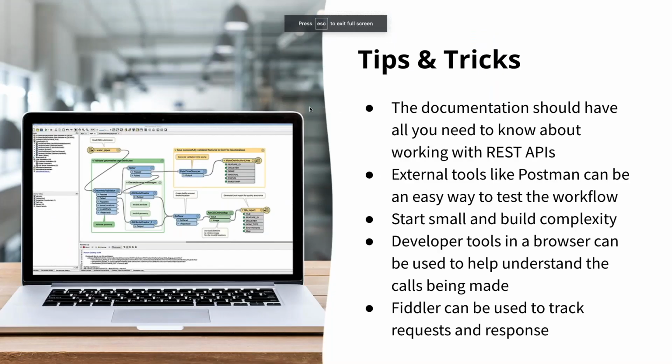So some tips and tricks when working with REST APIs. The documentation should tell you everything you need to know. Using an external tool like Postman is key for testing out workflows. It keeps things really simple before you transfer it to FME. Typically, I like to start really small. I like to take an example directly from the documentation and test that out, and then build complexity on that. After that, developer tools are a great way to see what's going on in the browser if you're doing some kind of deeper debugging, as well as Fiddler, which can be used to detect network issues.